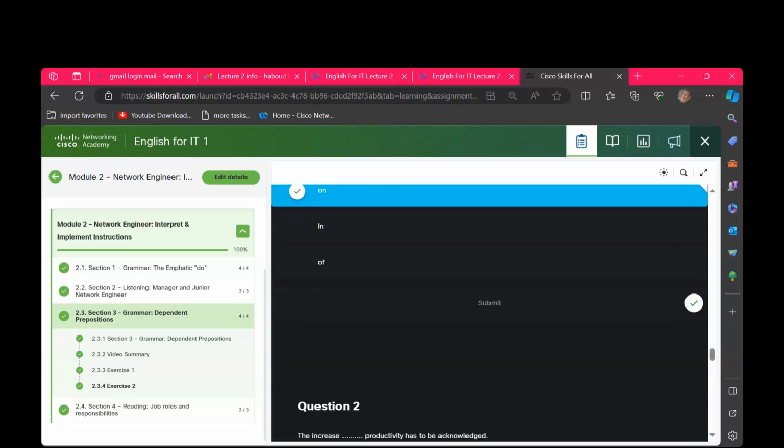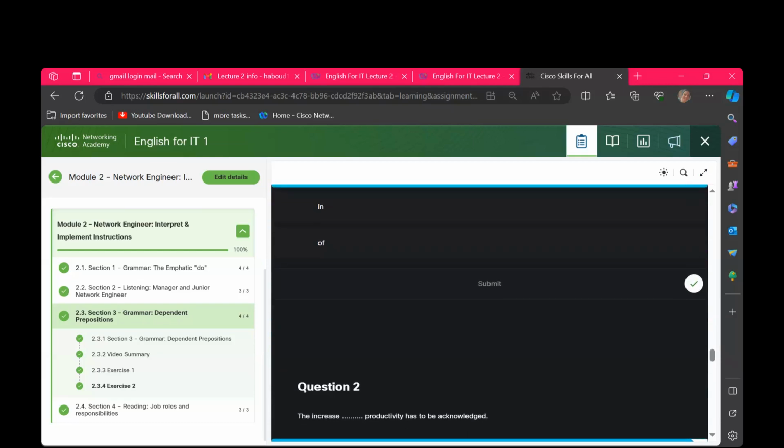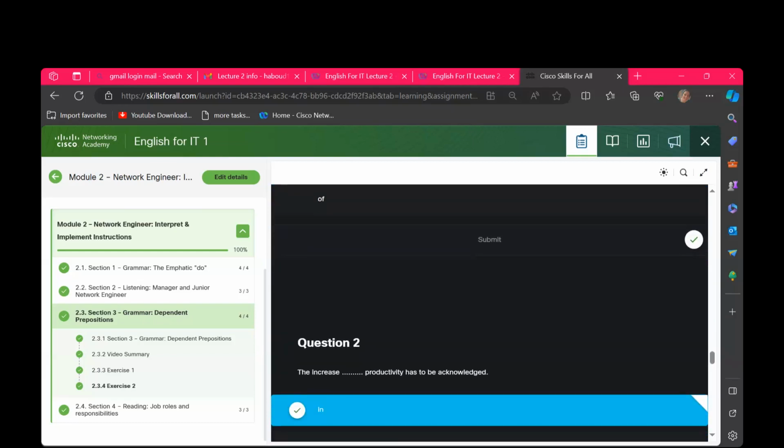Next. Question 2. The increase ___ productivity has to be acknowledged. مين فاكر increase تاخد؟ Bravo. The increase in productivity has to be acknowledged.